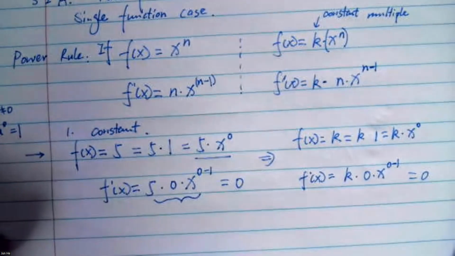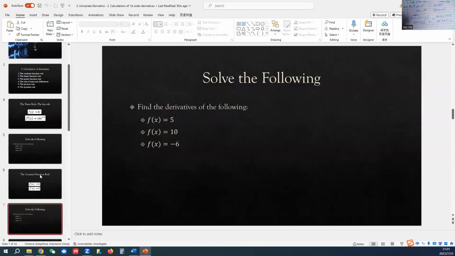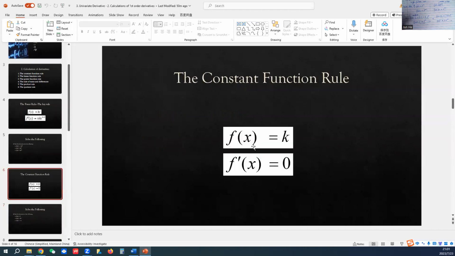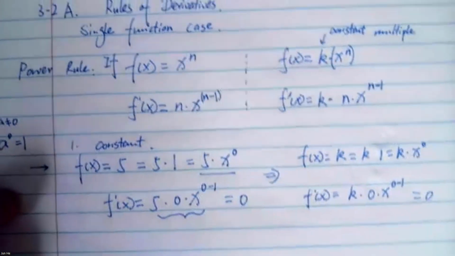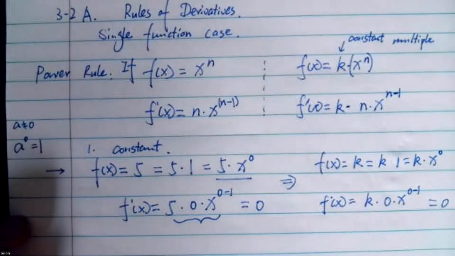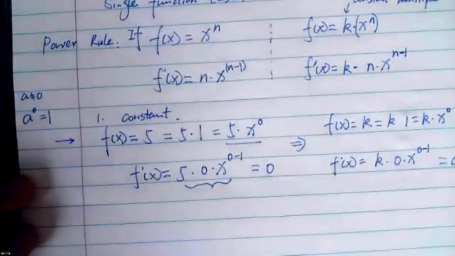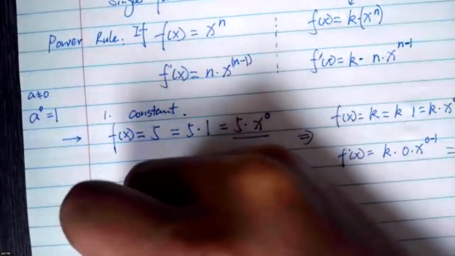So here we have this conclusion, which is the constant function rule, right? For a function that is a constant, its derivative should be 0. Okay, so you see the application of this power rule. So that's one. Let's look at another one.